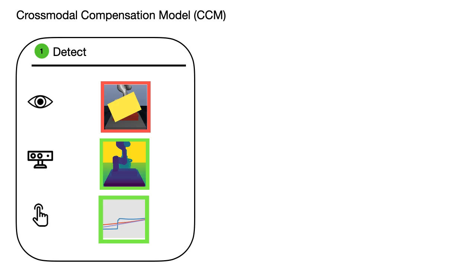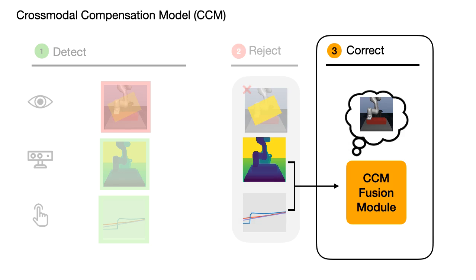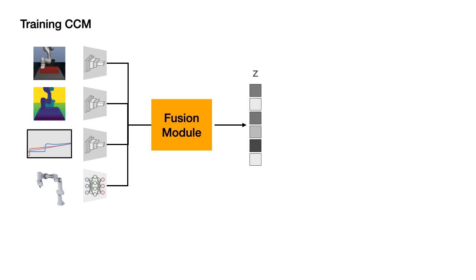The first step is to detect. In this example, CCM detects that the image is occluded. CCM then rejects and discards the corrupted image input. Lastly, the depth and force data enters the CCM fusion module, which corrects for the rejected image information. We will now go over how CCM is able to correct for rejected modalities.